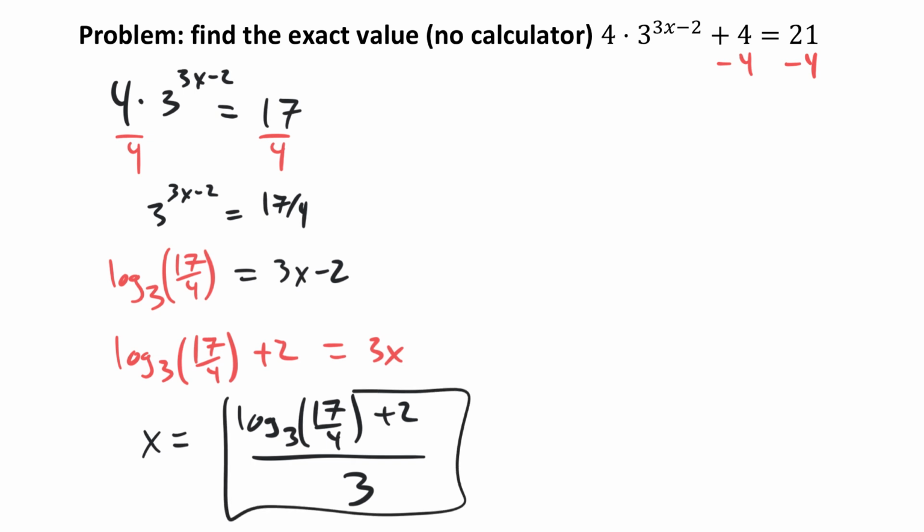And there's your exact value. That's the exact value. It's not nice. No one said the exact value would be a simple or easy to write down answer, but that would be the answer, and that's what you would go with.